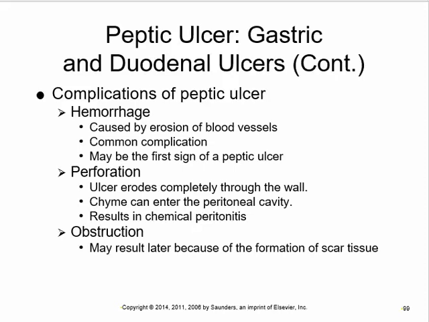If it gets bad enough, it can perforate right through the muscularis externa layer and right in through the serosa. And if the stomach contents get out into the peritoneum, you can end up with a pretty bad peritonitis. After, you can end up with obstructions. So especially in the duodenum, you can end up with strictures because of scar tissue and difficulty passing things through.